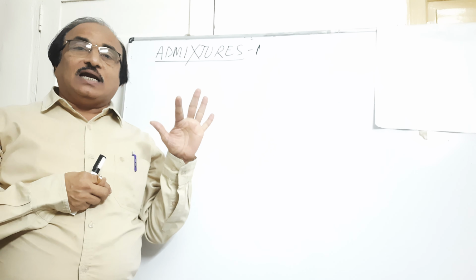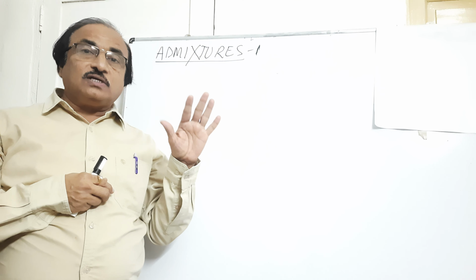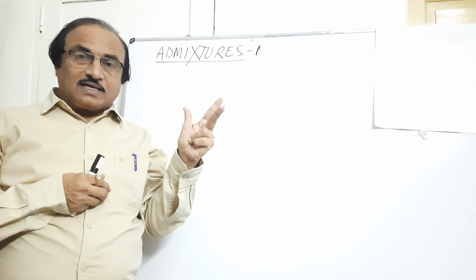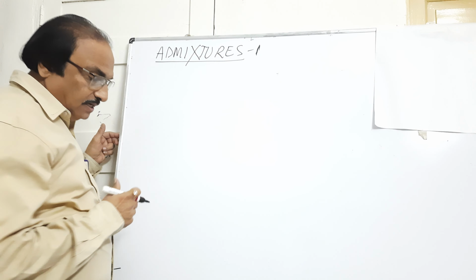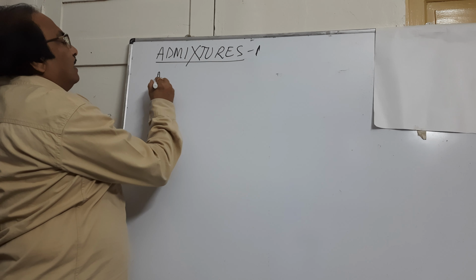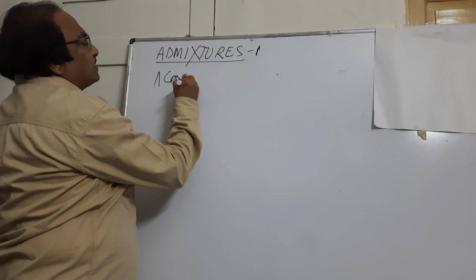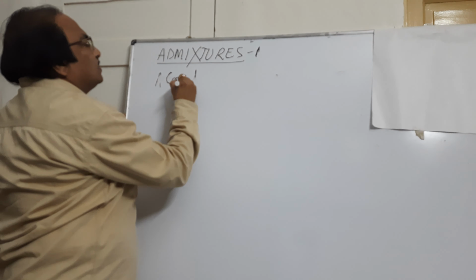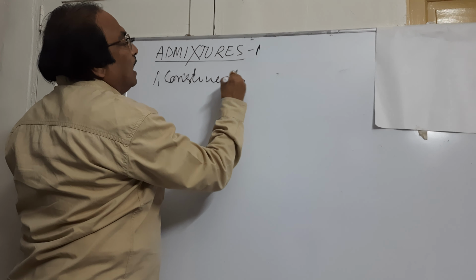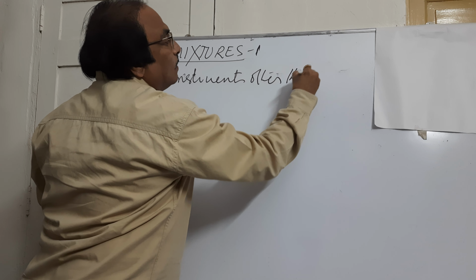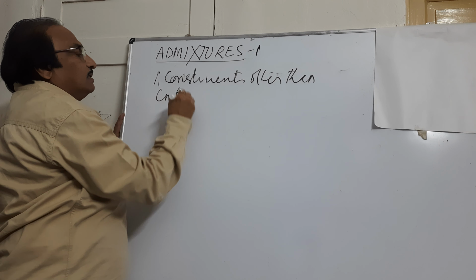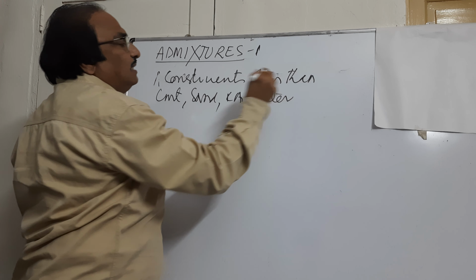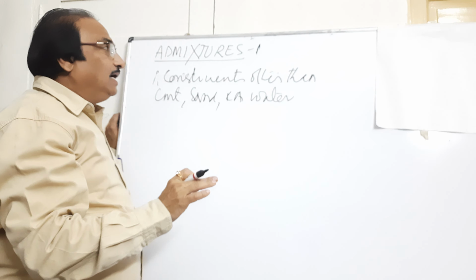So what are admixtures? Admixtures are the constituents which are added to concrete other than cement, sand, aggregate and water. So I can say they are the materials or constituents other than what are the things required: cement, sand, coarse aggregate and water. If you add anything other than that, we call that admixtures.